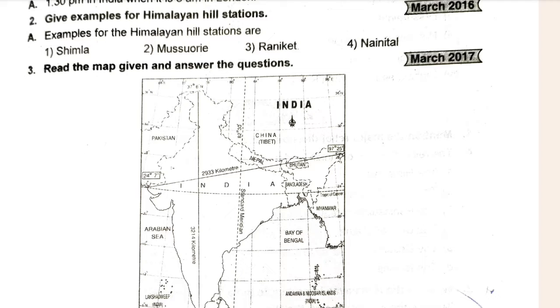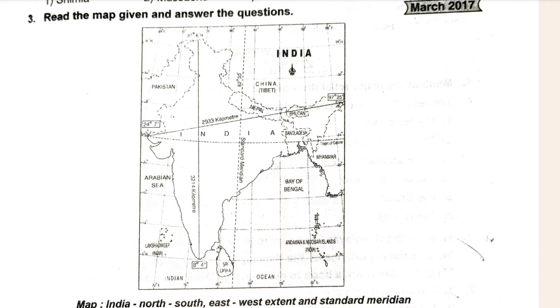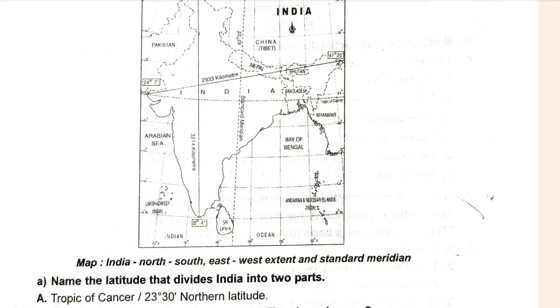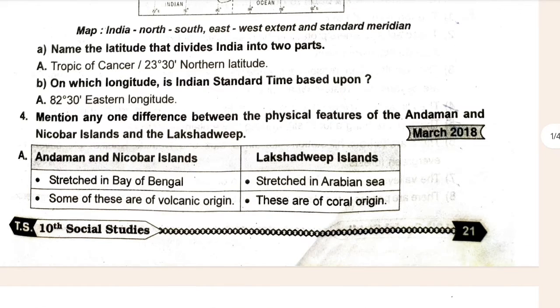Give an example of a Himalayan hill station, and this is very important. Examples of Himalayan hill stations are Shimla, Mussoorie, Nainital, and Ranikhet. This is a very important question, you have to remember it. Read the map given below and answer the question. For the MCQ 1 mark questions, these are very important. So you have to remember this one. Don't take it lightly, you have to take it seriously. These are 1 mark questions, but they have already come many times in exams.